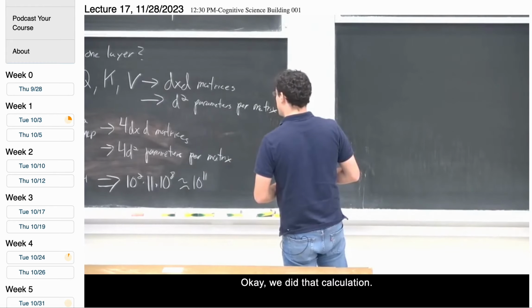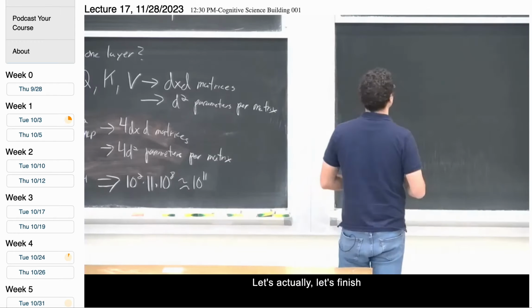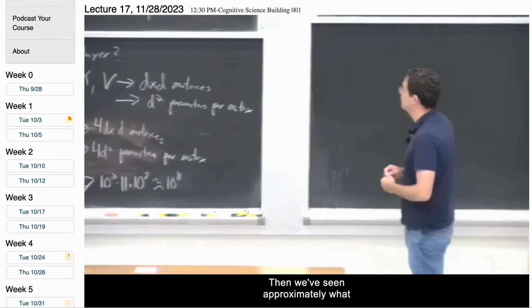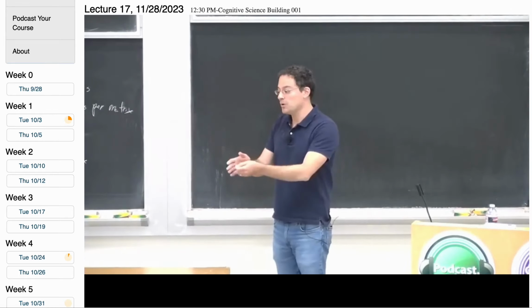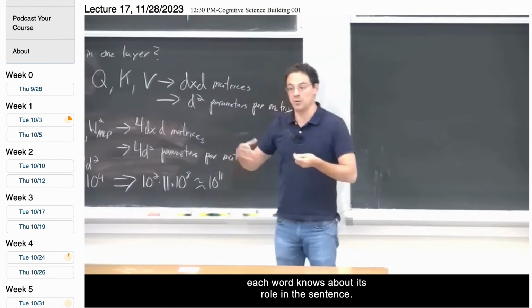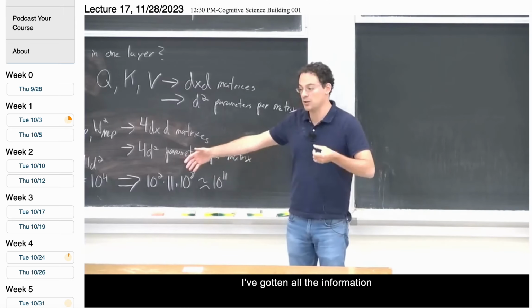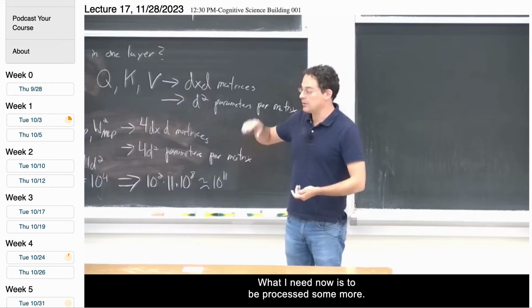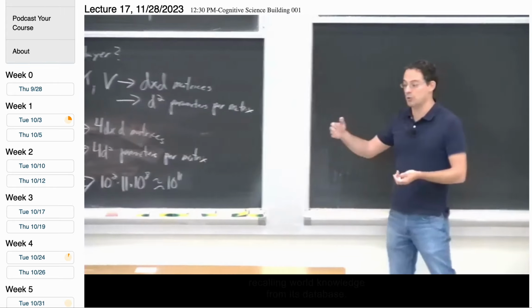Okay, so we did that calculation. Let's finish up the transformer equations then. We've seen approximately what the goal of the MLP is: to process words individually. After the attention layer, each word sort of knows about its role in the sentence. It's looked at all the other words. It said, okay, here's the role that I'm playing in the sentence right now, and I've gotten all the information I need from all the other words. What I need now is to be processed some more. That's what the MLP does. The MLP processes each word individually, and a lot of what it's doing amounts to recalling world knowledge from its database.